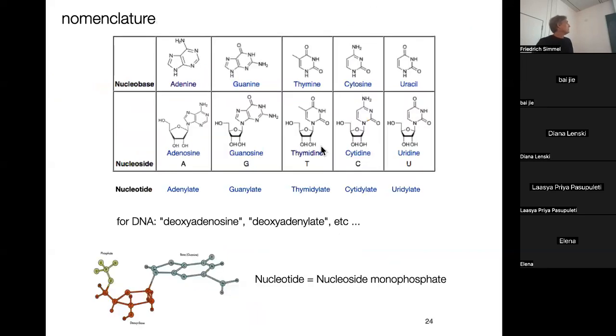And the nomenclature also tells you that when you don't have a phosphate, you should call it a nucleoside. So a nucleoside is only the sugar and the base. So these are nucleosides. Nucleotides are the bases when they contain the phosphate, and nucleobases are only the bases.